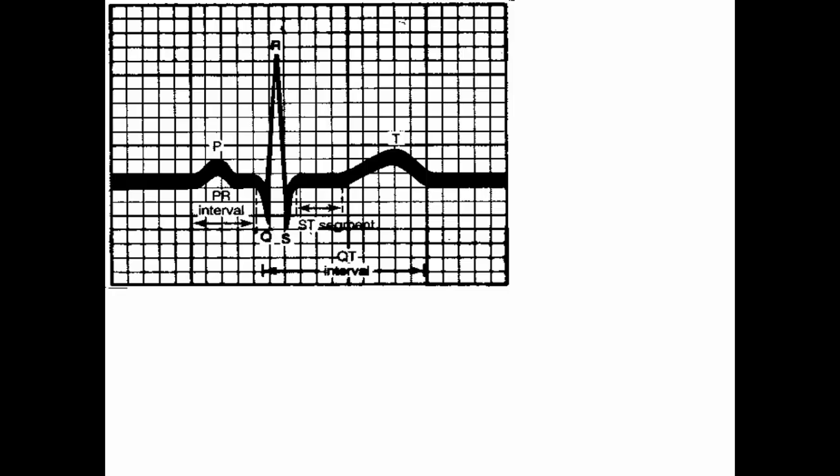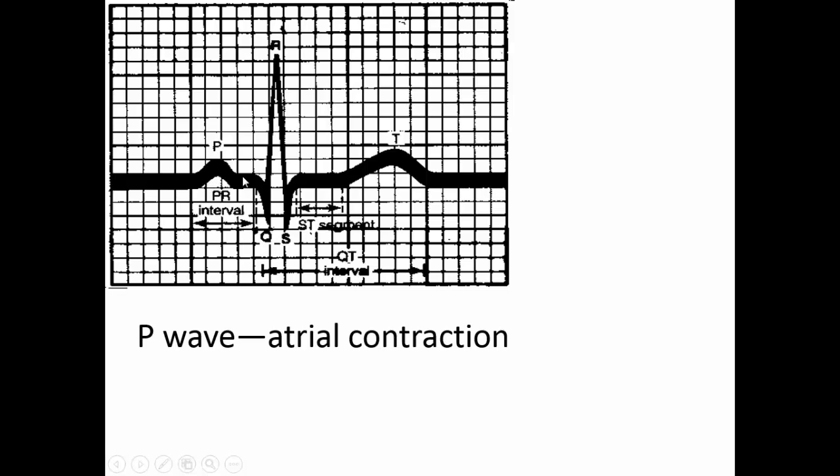An EKG tracing will look like this. The first little wave is the P wave. This is what's going on when the atria are contracting. This is the electrical disturbance of the atrial muscle cells contracting.